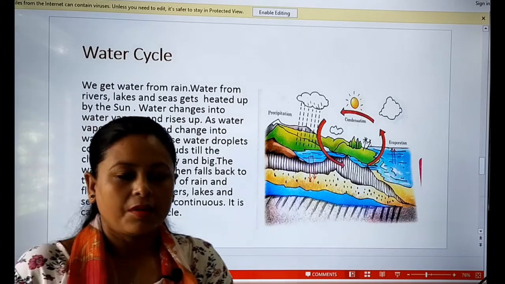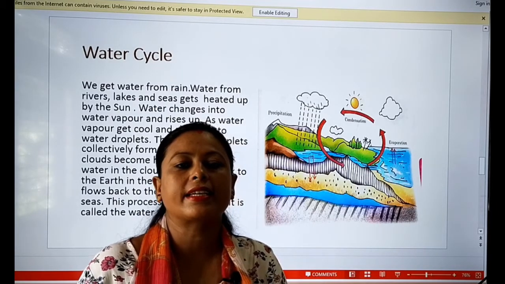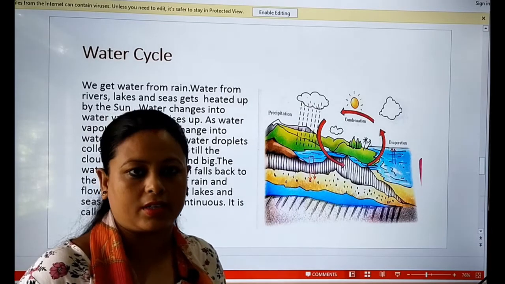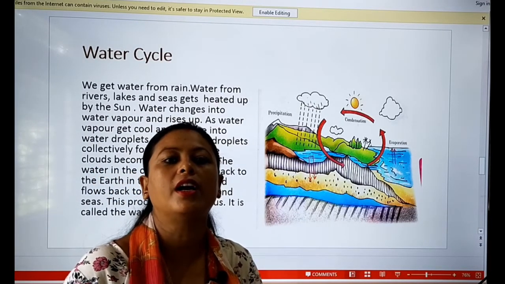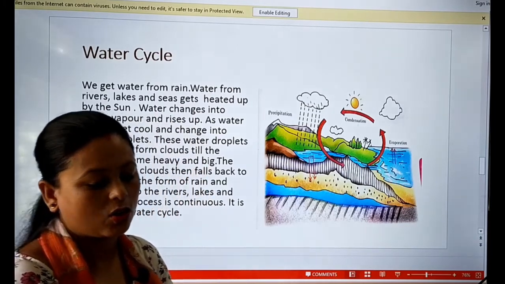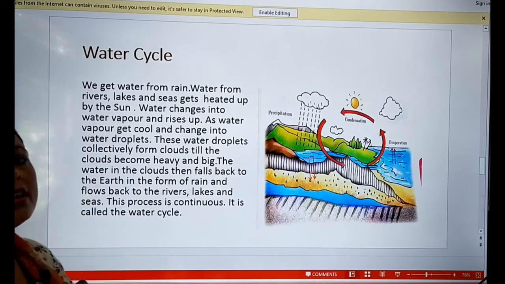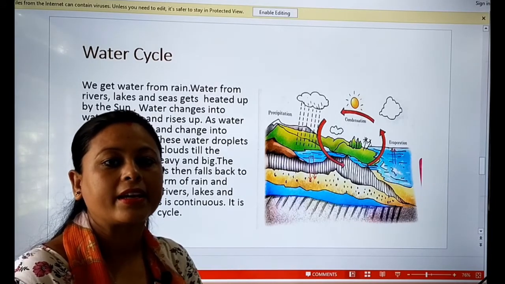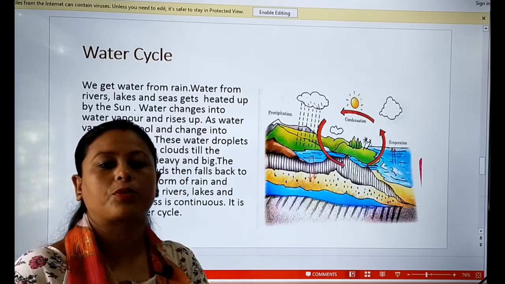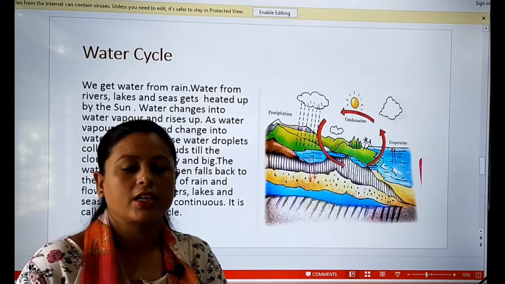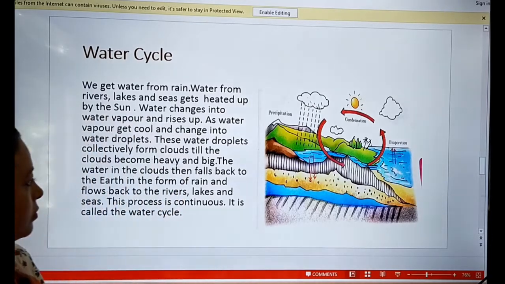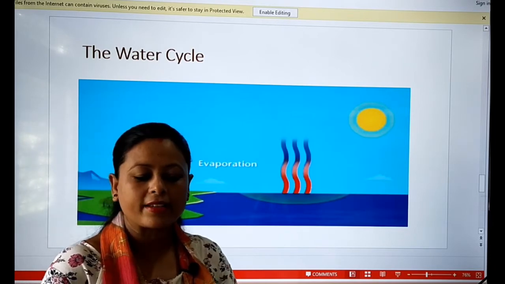So children, by the heat of the sun, water gets heated. Which water? Rivers, ponds, lakes and seas water get heated by the heat of the sun, and then that water changes into water vapor and rises up and mixes with the clouds. When the clouds become heavy and big, it again turns into water droplets and falls as rain on the earth. That process is continuous. It never stops. Understood? That process is called the water cycle. For better understanding, I have a short video clip. Please have a look.